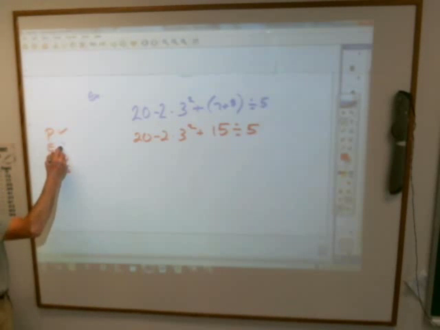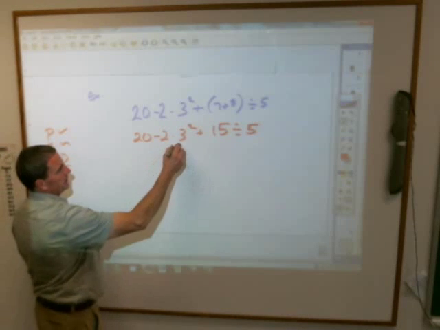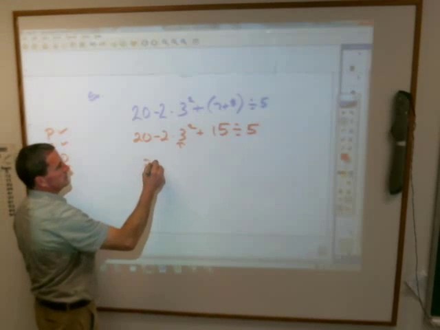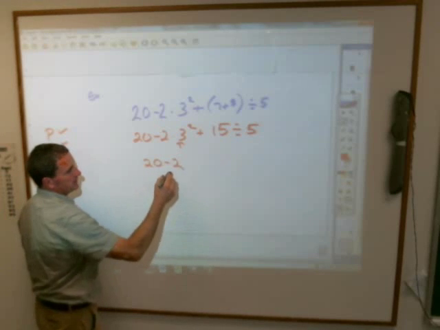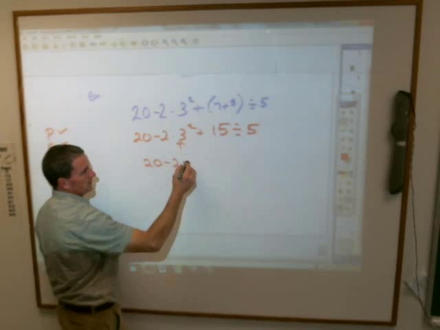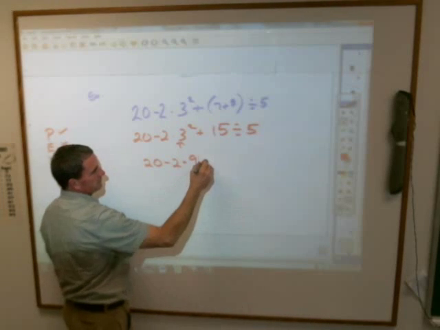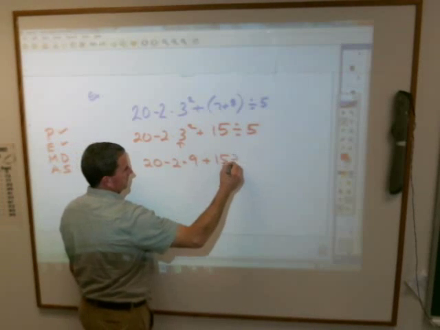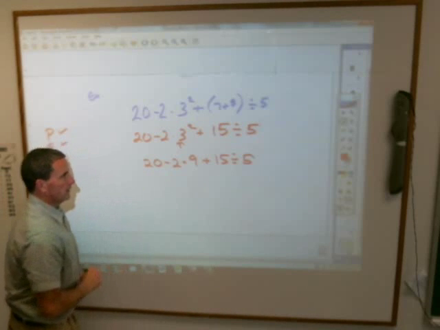Next on the list is exponents or powers. Is there an exponent or power? It's right there. I'll rewrite this. 20 minus 2. What is 3 to the second power? Don't say 6. 3 times 3 is 9 plus 15 divided by 5.